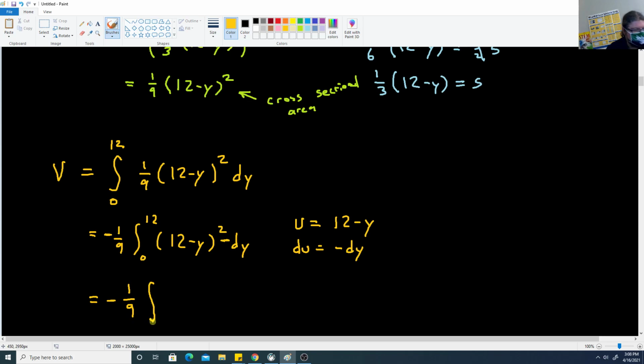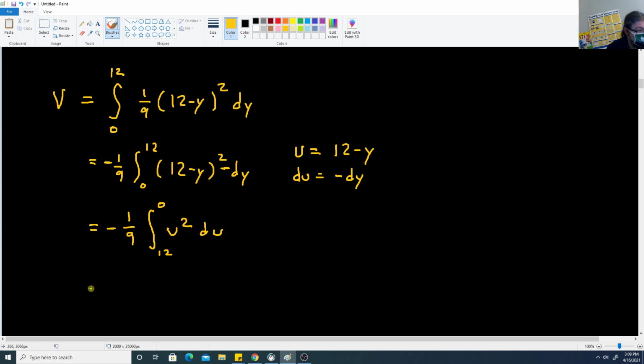I'm going to get new limits of integration. Basically, 12 minus y is u, so I'll have u squared, and negative dy is du. So I'll have my integral looking like that. When I get my new limits, if I put 0 in, 12 minus 0 is still 12. And if I put 12 in, 12 minus 12 becomes 0.